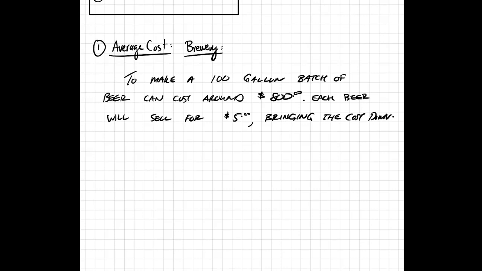And we'll say that to make a 100-gallon batch of beer can cost around $800, and each beer will sell for $5, which brings the cost down. So we can say that the cost is a function of the number of beers sold, and that would look like 800 as our fixed initial costs, minus 5b, the number of beers, right? So as we sell more beers, that cost is going down. Hopefully we're seeing that. So cost is a function of the number of beers.